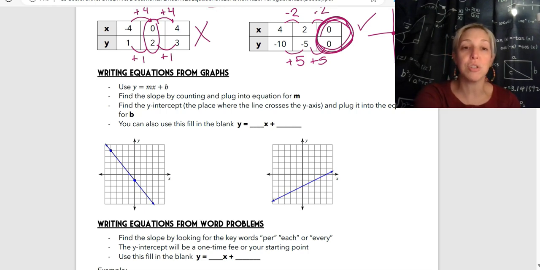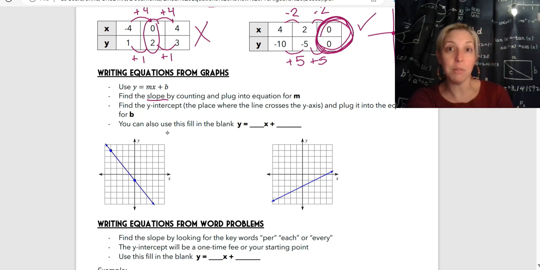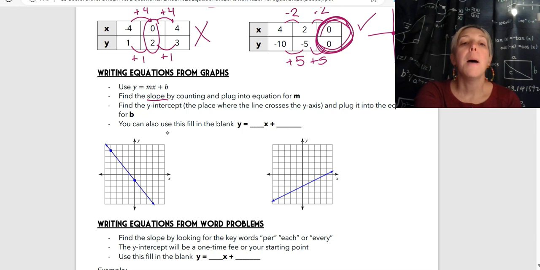M stands for slope, and b stands for our y-intercept. I recommend that you find the slope by counting. We also learned how to find the slope using our slope formula, which is at the top of this note sheet. But for graphs, when it gives you the graph, you can count, all right?